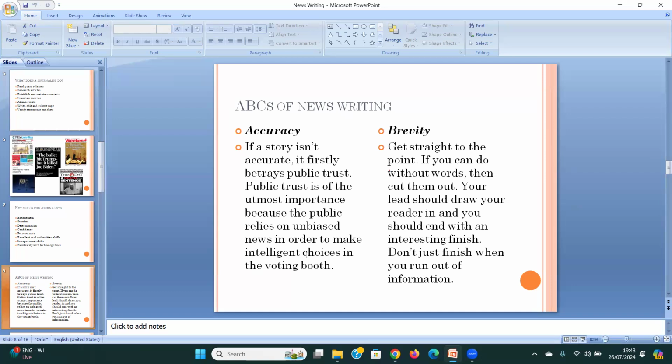The B of news writing is brevity. Now, this is where news is different from other forms of writing. News is not a feature. News is not a text. It's not a long story. Short, to the point. Brevity is another key of news writing.